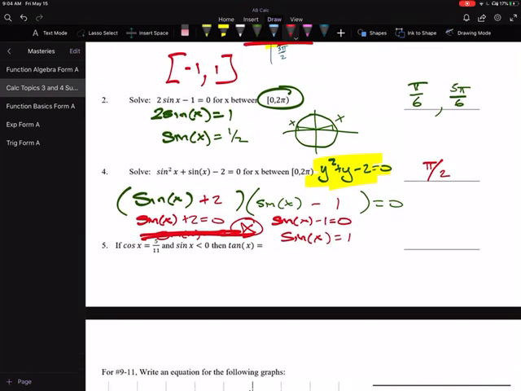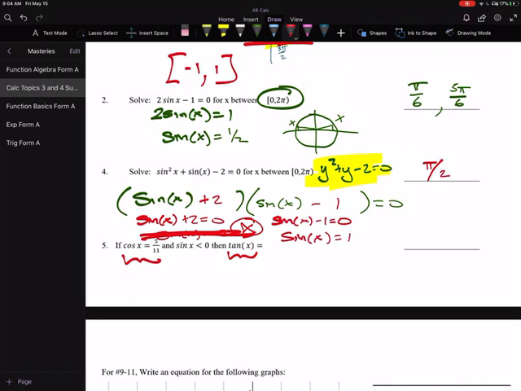All right, number 5. If cosine of x equals 5 over 11, and sine of x is less than 0, then tangent of x is equal to what? I'm not really solving for an angle here, because I'm not asking you what x is. I don't care for the angle. I just want to know the value of tangent of x.